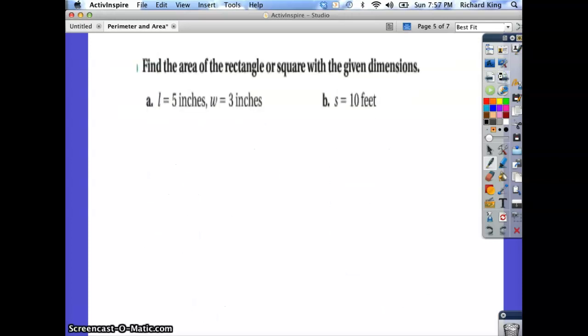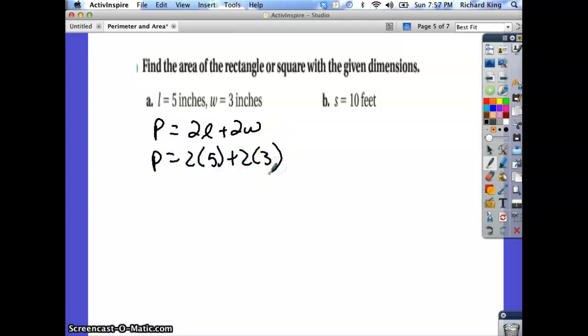Moving on. More examples. We're going to find the area of the rectangle or square with the given dimensions. Okay, so in this case, again, perimeter equals 2 times the length plus 2 times the width on a rectangle. So here the perimeter equals 2 times 5 plus 2 times 3. So perimeter equals 10 plus 6. Perimeter equals 16 inches.